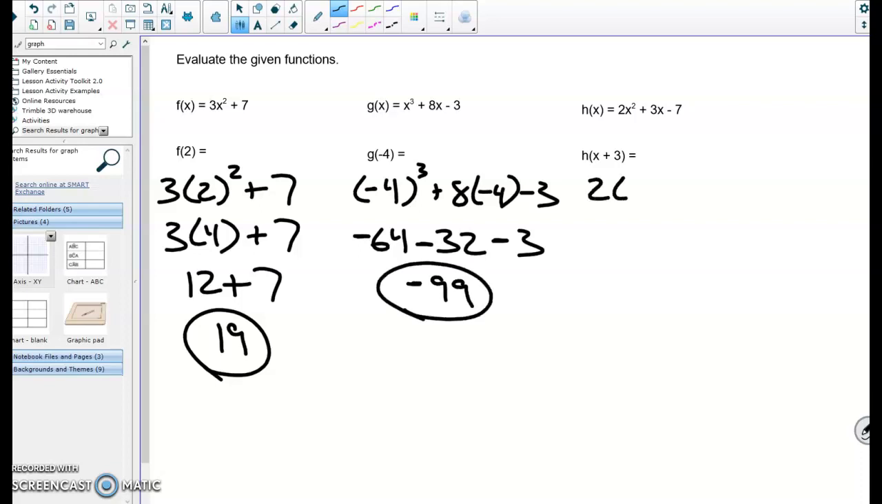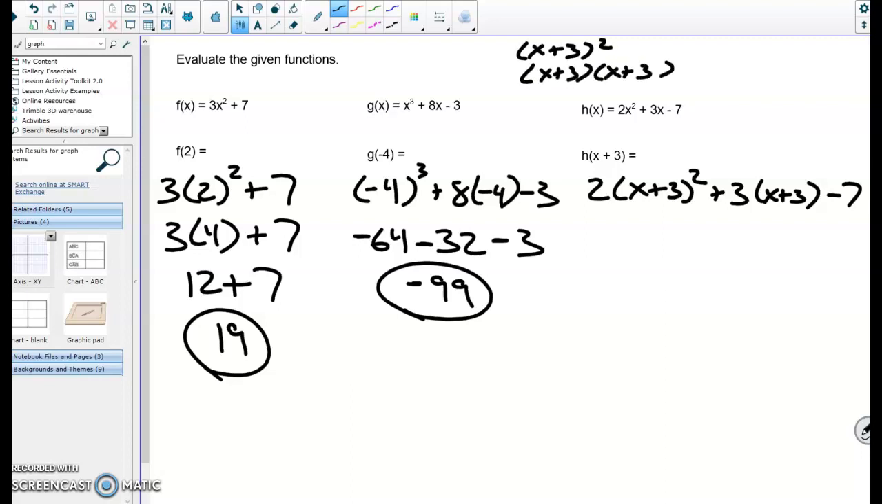Here, we plug x plus 3 wherever we see x. So 2 times x plus 3 squared, plus 3 times x plus 3, minus 7. So the x plus 3 squared needs to be FOILed. X plus 3 times x plus 3 is x squared plus 3x plus 3x plus 9. And x squared plus 6x plus 9 is the x plus 3 squared.